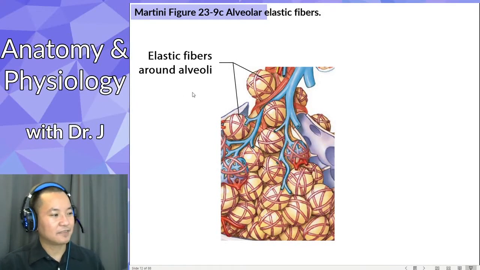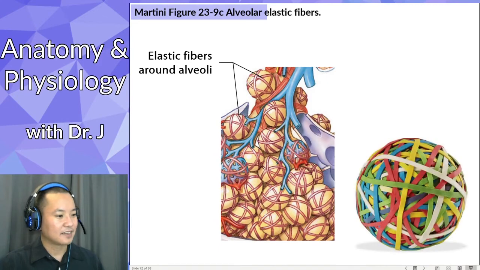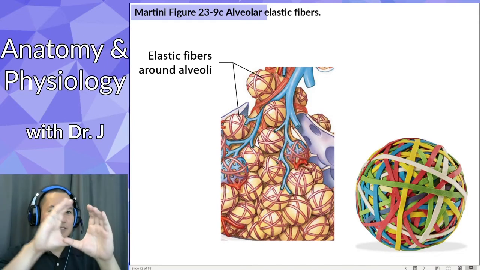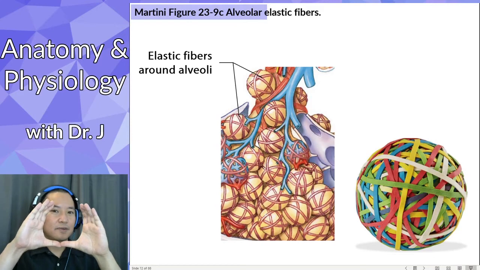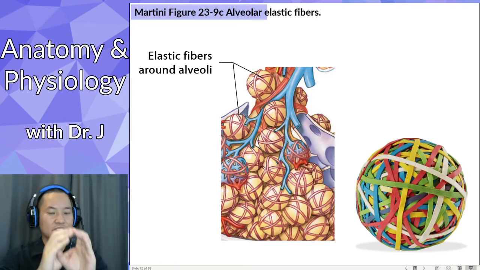So again, back to our alveoli, they don't have smooth muscles, but they have these elastic fibers. I like to think of them like little rubber bands. When you breathe in and inflate your lungs, your alveoli stretch and grow bigger. But what's going to make them return to the original shape?